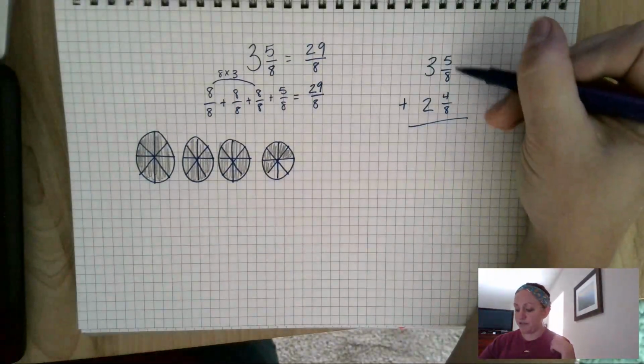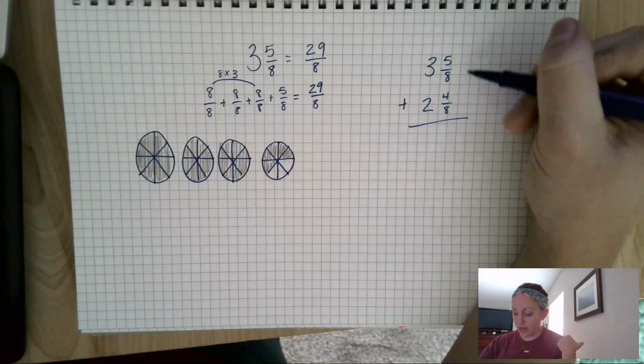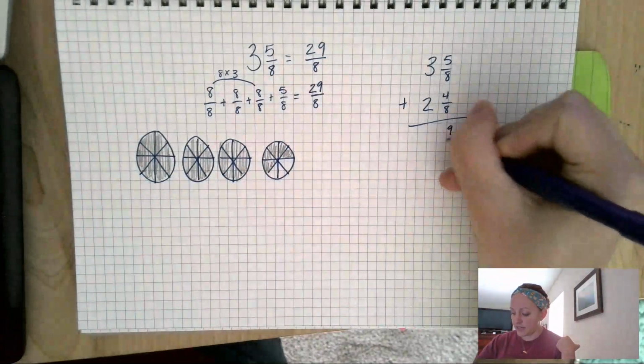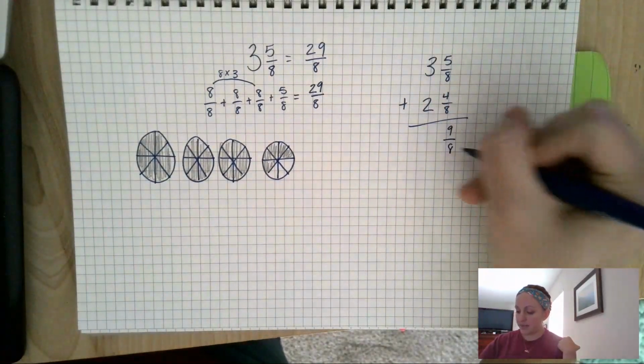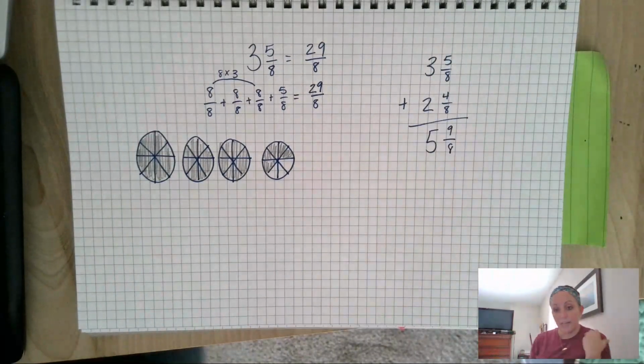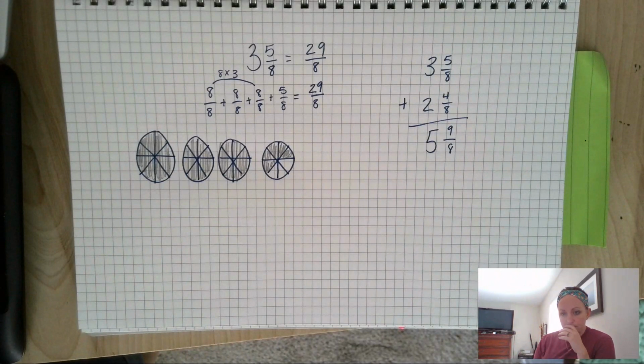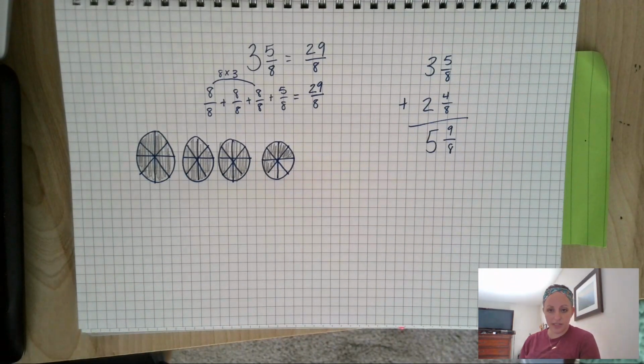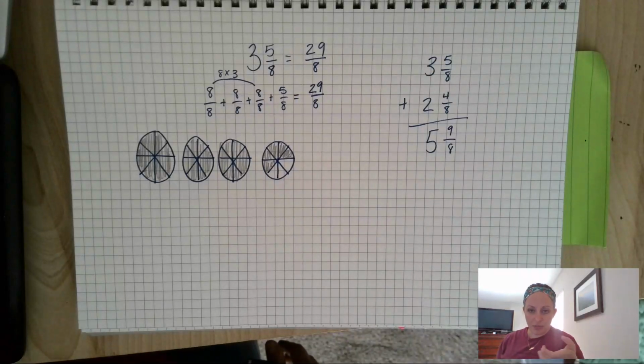Right here we have 5/8 plus 4/8. Okay, 5 plus 4 is 9. My denominator stays the same. 3 plus 2 is 5. All right, now I want to know, am I done? Well, I've added everything, right? I did 5/8 plus 4/8 and got 9/8. And then I did 3 plus 2 and got 5.